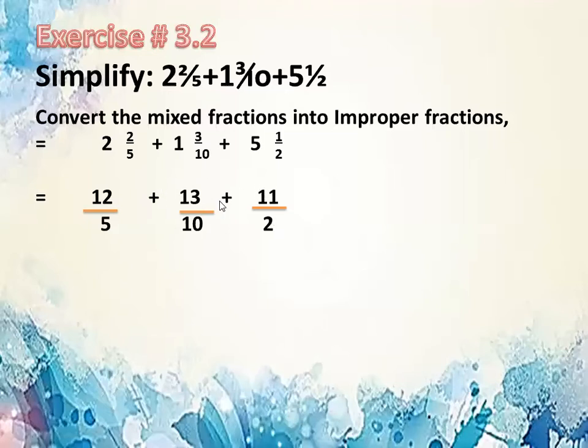Now I have to add these fractions, but I can't add them because my denominators are different. If you look very carefully, here you have 5, 10, and 2. If it is easy for you to make the denominators common without taking LCM, you can solve it directly. I am going to solve it directly because I can easily see that 5 multiplied by 2 will become 10, and 2 multiplied by 5 will become 10, and here I have 10 as well.